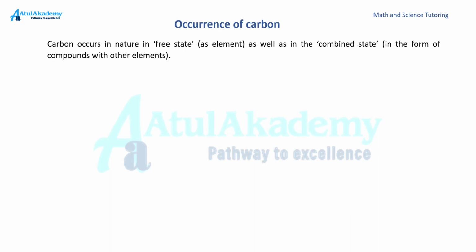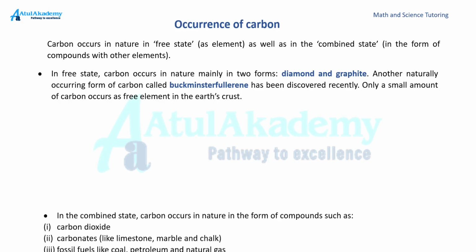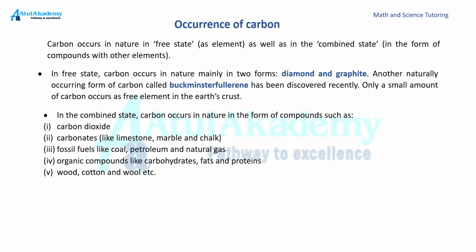In free state, carbon, you all know diamond, which is very famous, and graphite, which we use in our pencil lead. So in free state, it occurs in two forms, diamond and graphite, although there are some more recently discovered forms of carbon, like Buckminster fullerene. In combined state, carbon occurs in nature in the form of compounds like carbon dioxide, carbonates, fossil fuels like coal, petroleum, and organic compounds like carbohydrates, fats, proteins, wood, cotton, wool. All these are carbon compounds.